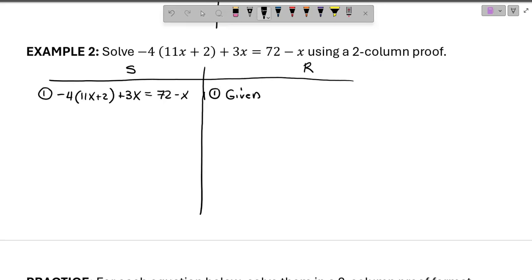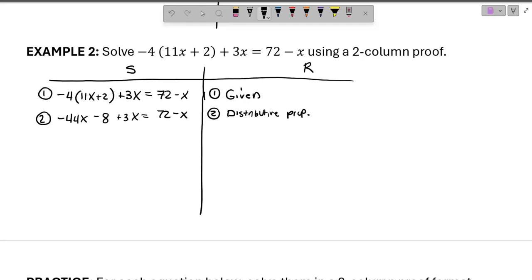Pause this video and think about what you would do next and how you would solve this. And if you're staying with me or if you've tried it, let's take a look. I think the first most obvious thing is we're going to take that -4 and distribute it. So this becomes -44x minus 8 plus 3x equals 72 minus x. You might be very tempted to combine some steps together, but in a 2-column proof, you should only use one property at a time. So if you were thinking to yourself, oh, I'll distribute and I'll move that -x over, hang on, one step at a time.